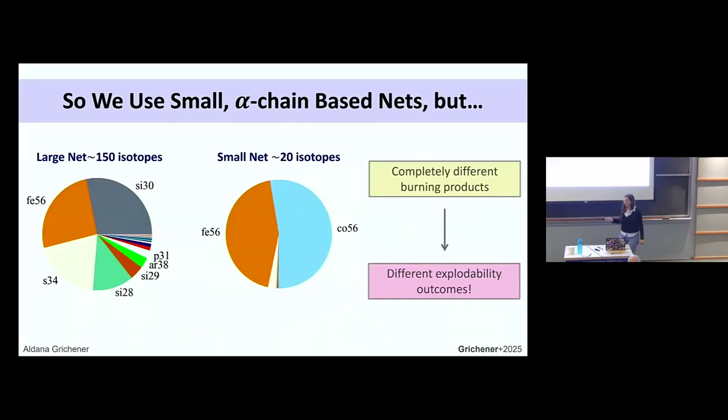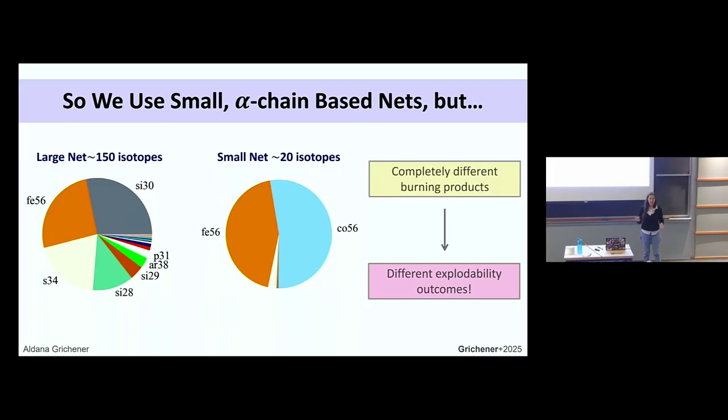And one way that we handle doing this is by using these small nuclear reaction networks of about 20 isotopes or so. So in these networks, there are fake reactions that are actually tweaked in order to reproduce some of the values that are relevant for supernova explosions, like the electron fraction or the central density.